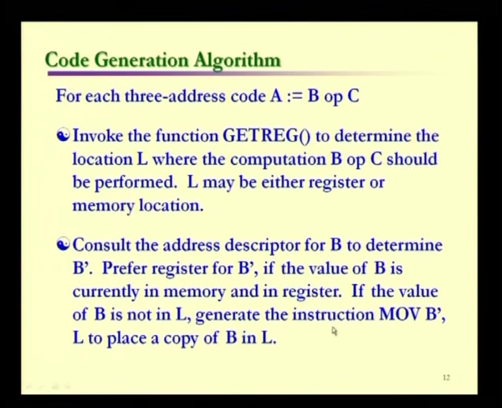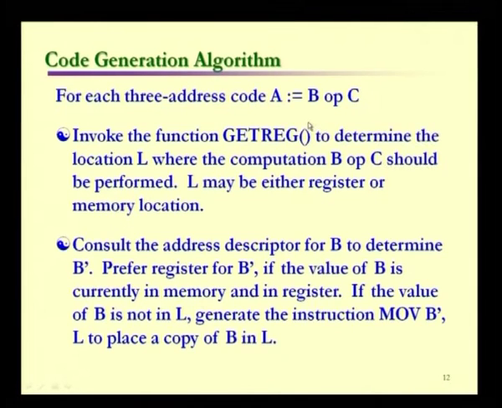So, with this available information, we can think about how we go for the code generation algorithm. It makes use of a function called get register function, and the instruction to be translated is A is equal to B op C. Now assume that the get register function gives you the register required for doing the computation.